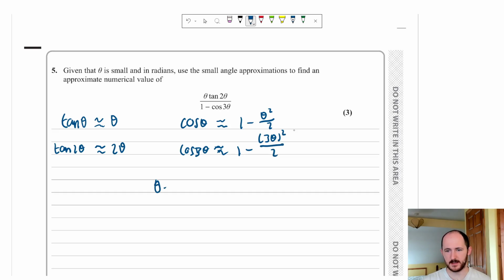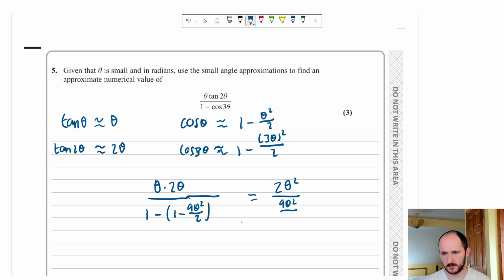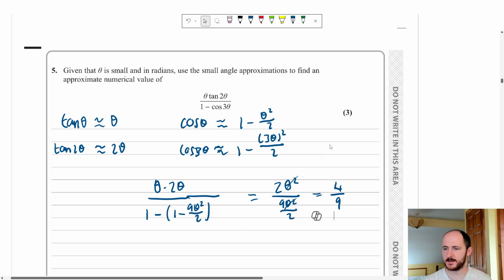So we have theta times 2 theta over 1 minus 9 theta squared over 2. That gives me 2 theta squared over, so 1 minus 1 is 0, shockingly. And that becomes positive, so 9 theta squared over 2. So we can cancel that out, and that would become 4 over 9. And that's it, or 2/3 if you really want to as well.